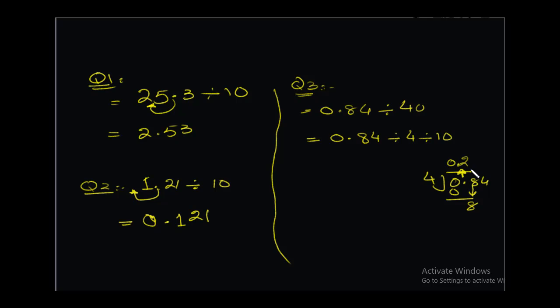4 2s are 8, nothing remains. Next we bring down 4 and 4 1s are 4. So we get our answer, 0.21 divided by 10, and as per the rule of 10, the point will move one place to the left and move out, and the answer will be 0.021. This is the answer of this question.